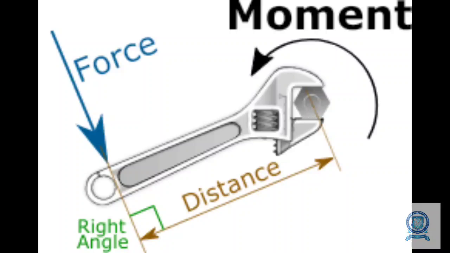So the moment can be defined as the force acting times the perpendicular distance from the line of action of the force to the point of action. Actually the force is applied at the center of the bolt, but it is acting that much perpendicular distance away from the bolt. That is what gives the rotational effect of the bolt. That is what is called a moment.